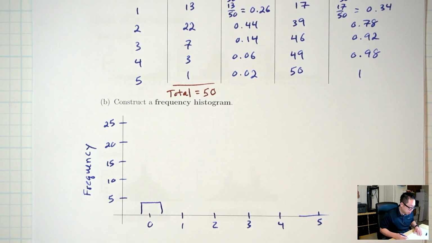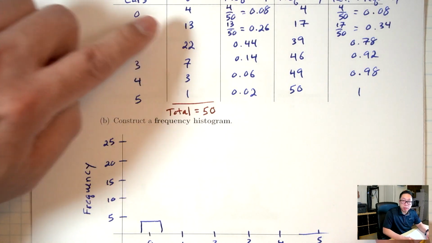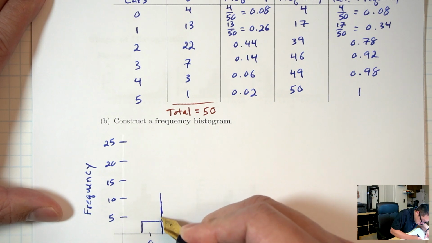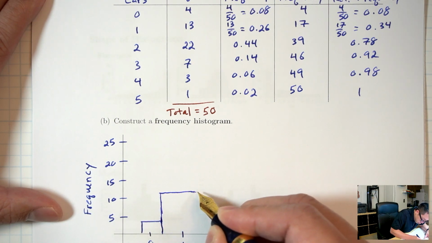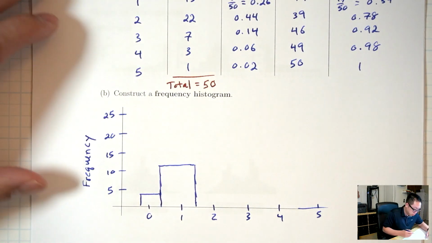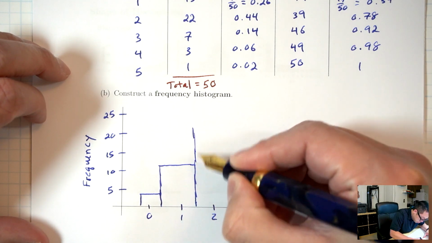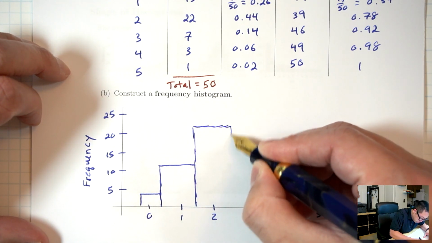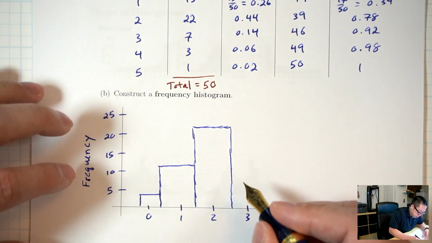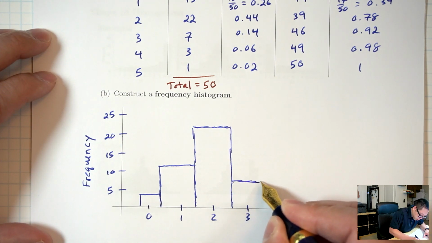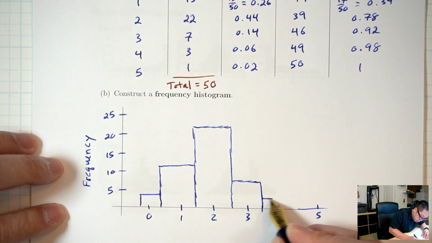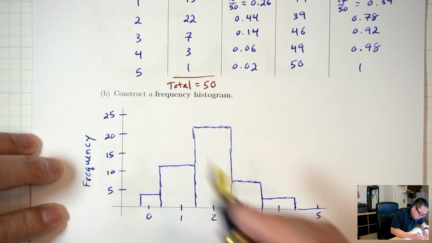Okay, next up is 1. So for 1, it's 13. So I'm going to draw a bar that is height 13. Okay, next is 2, 22. Next is 7. Next is 3. And then finally 1.